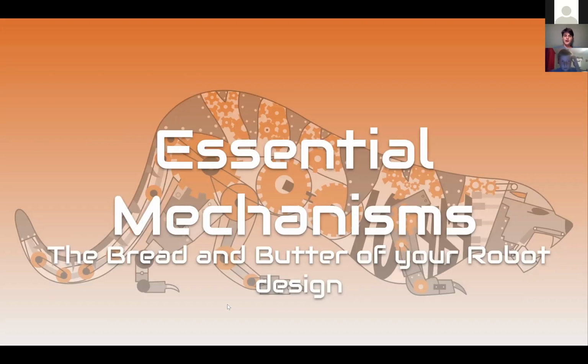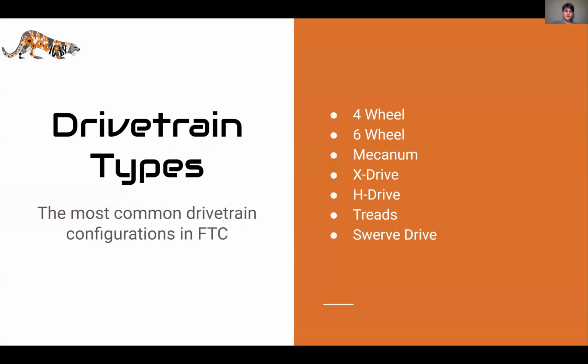Specifically today, we're going to be talking about some of the essential mechanisms, some stuff that will be very useful for you when you're designing your robot as to what it should do on the game. So the first thing we're going to talk about is the fundamentals of any robot, which is your drivetrain, which is the wheels that your robot will be based on. There are a few different variations that we will go over. The ones that we will be talking about will be the four-wheel drivetrain, the six-wheel drivetrain, the Mecanum drivetrain, the X-Drive drivetrain, the H-Drive, the treads, and the swerve drive.